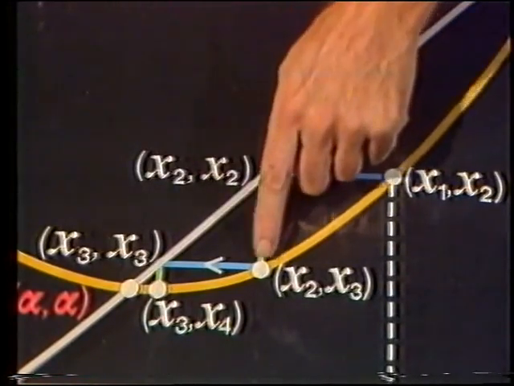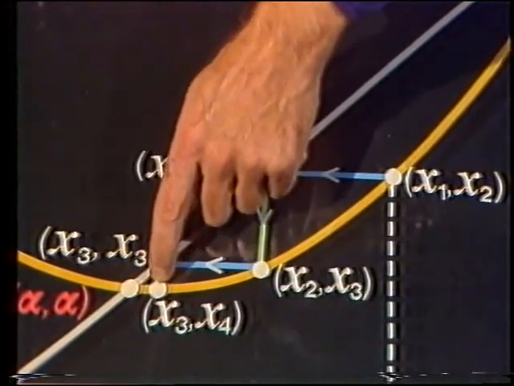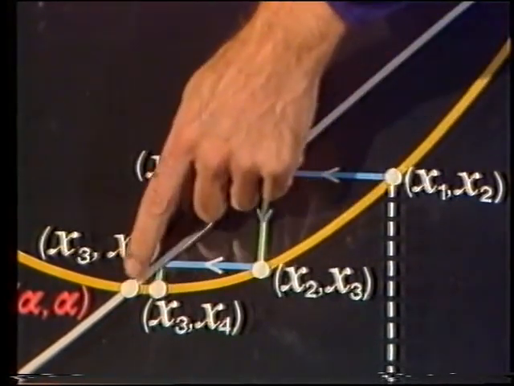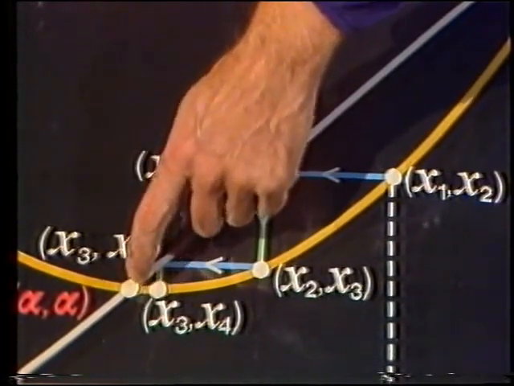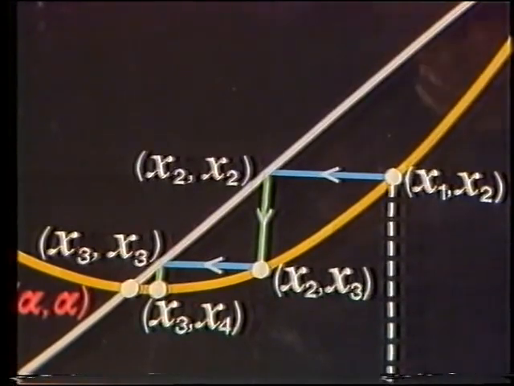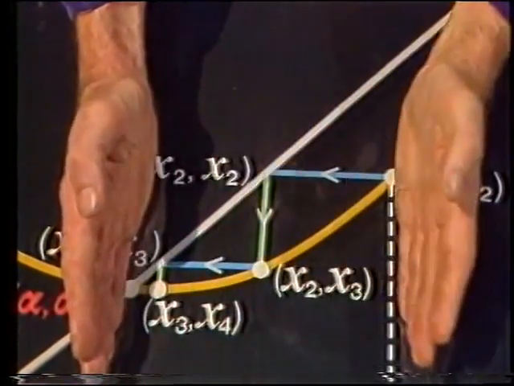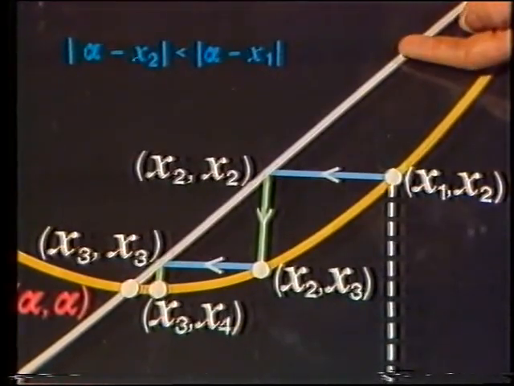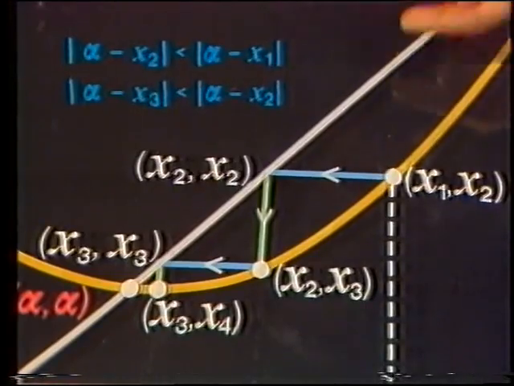Repeat the process. We get x3, x3 on the line y equals x, and then x3, x4 on the curve, and so on. And we produce a sequence of points on the curve converging on this point of intersection, alpha, alpha, where alpha is a solution to our equation. This iteration converges because these distances get smaller and smaller. That is, x2 is closer to alpha than x1, which we can express like this. Remember, modulus measures distance. Similarly, the next term, x3, is closer to alpha than x2, and we express that like this.